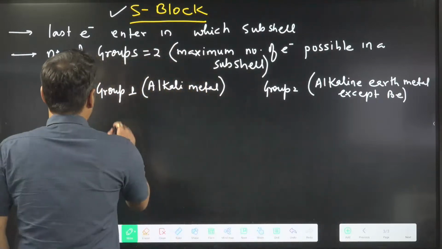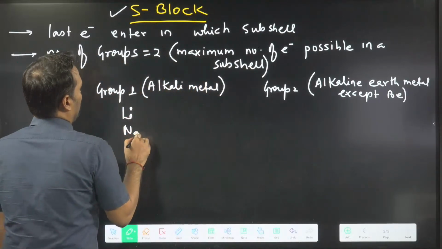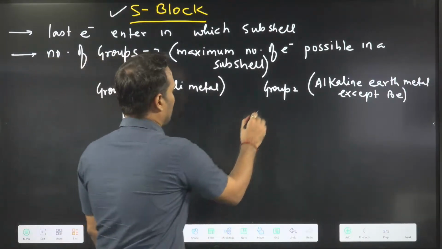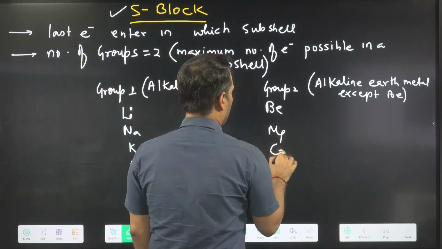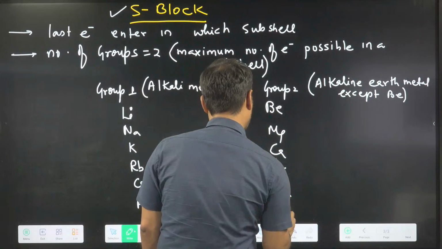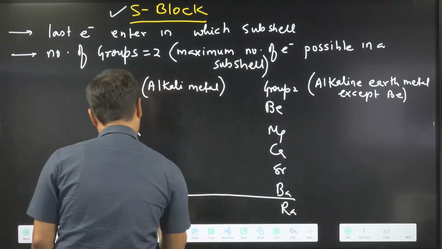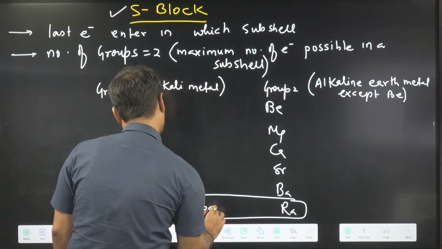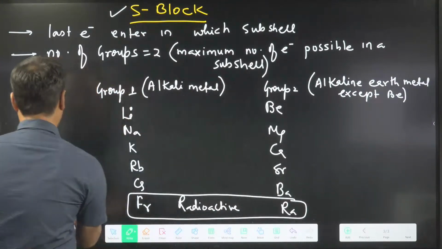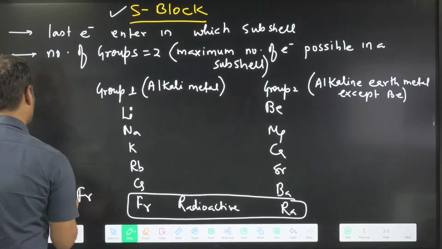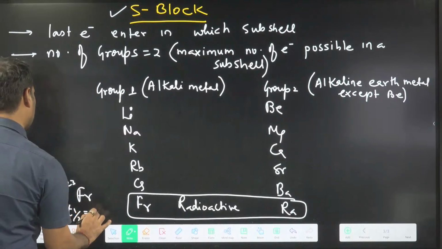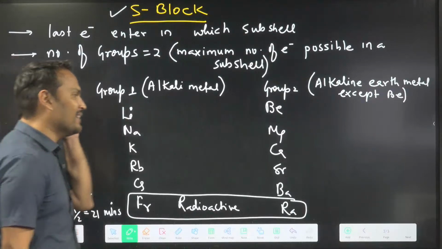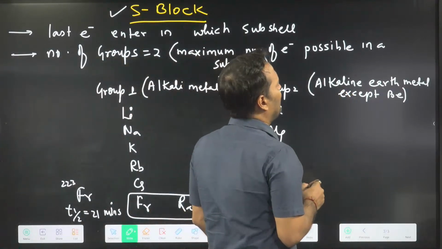What are the elements here? Lithium, sodium, potassium, rubidium, cesium, francium. What are the elements here? Beryllium, magnesium, calcium, strontium, barium, radium. The last 2 are radioactive. In NCERT, they have written about francium, francium 223. What half-life have they given? 21 minutes.